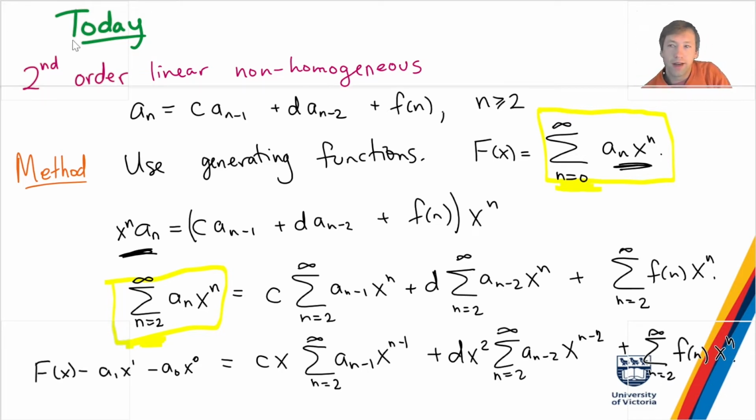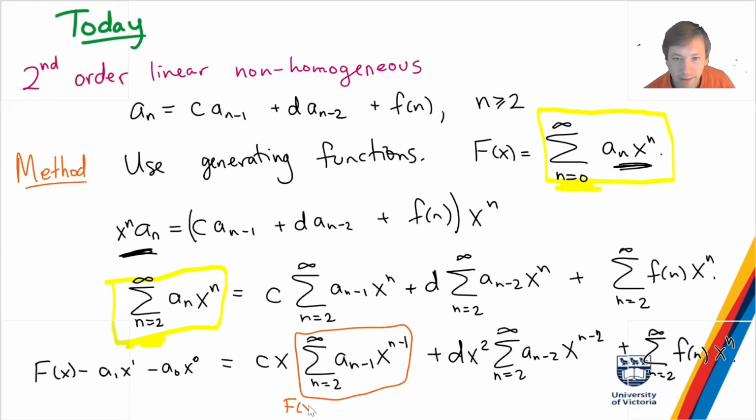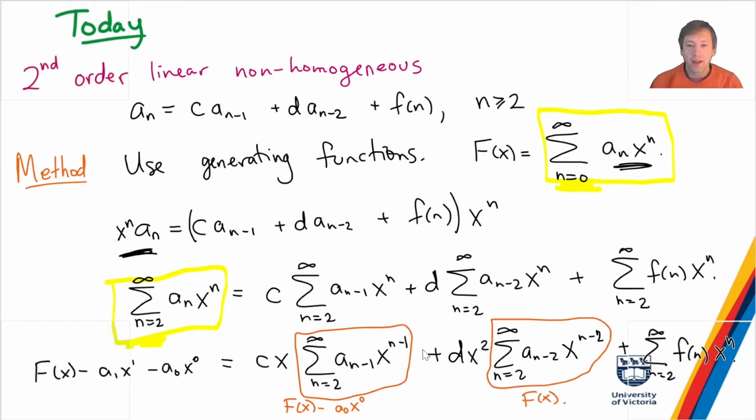And now the key is that this is pretty much F(x) again. So this is just going to be F(x) minus the 0 term, a_0 x^0. And then this sum is just equal to F(x). And then you can just take this equation and solve for F(x). Okay, and that will give you your generating function.